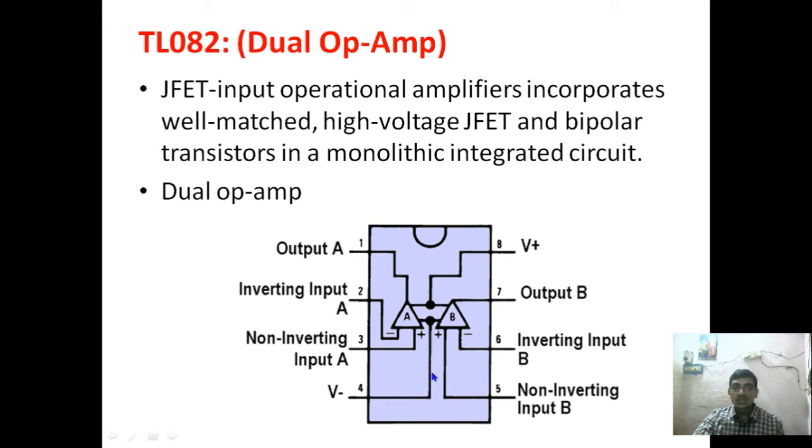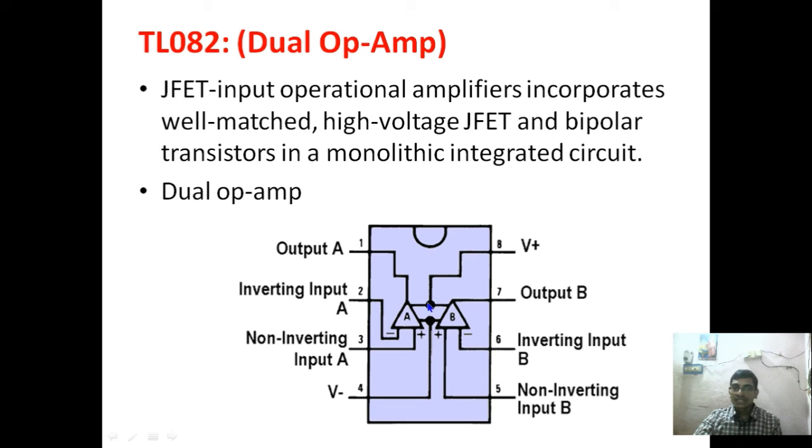The supply voltages: minus VEE is given to the 4th terminal, similar to the 741, and plus VCC is given to the 8th pin. That is the difference here. Usually in the 741, plus VCC is given to the 7th pin instead of 8.